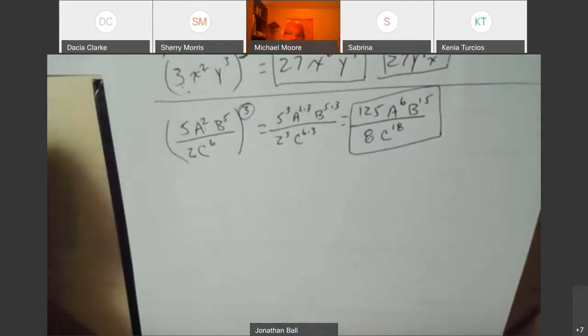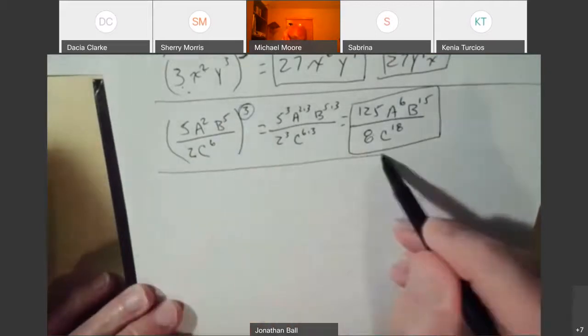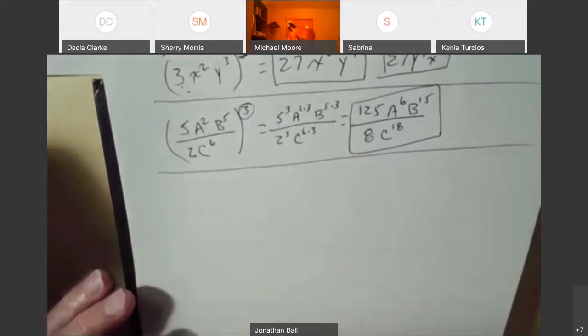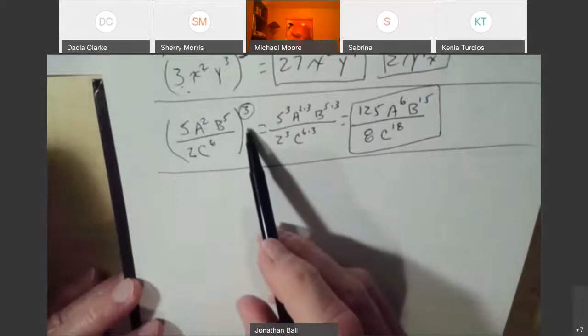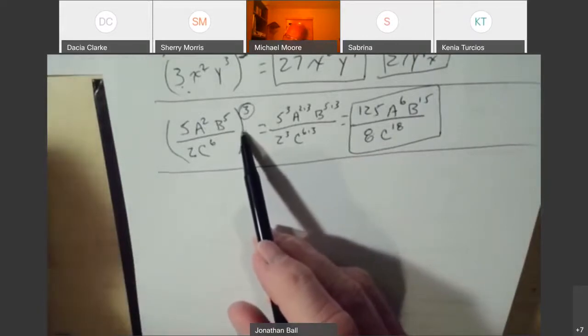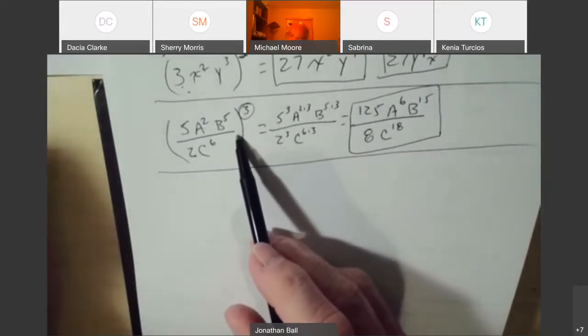Okay, this is really very simple. They just get longer. They really don't get any more difficult. Again, when you have a power raised to a power, you multiply the exponents.